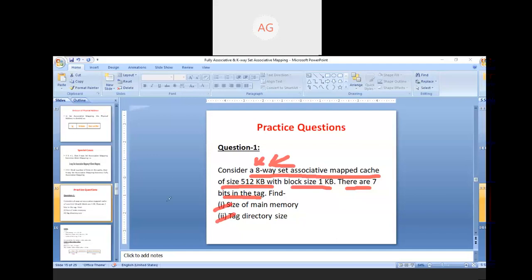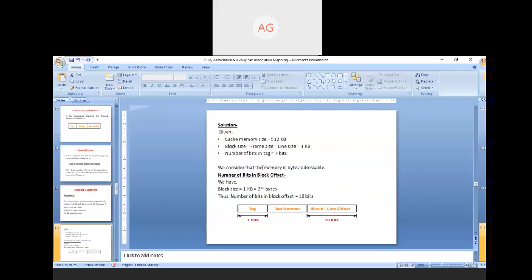Now moving to the next slide, how we can solve these questions which are based on set associative mapping. First we need to write down what is given to us in the question. So here we are given the cache memory size, which is 512 KB. Block size, equal to frame size, equal to line size, is given to us, which is 1 KB, and the number of bits in the tag, which is 7 bits.